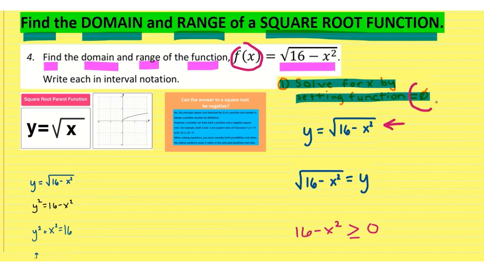However, when I set things equal to 0, I like my 0 to be on the right side. That's just the way my brain likes to see it. So I'm going to flip it around here. I'm going to say the function is equal to y, because when we set a function equal to 0, we're saying that y is equal to 0, because y is the function value. So that's what I've done here. I've exchanged y for 0.